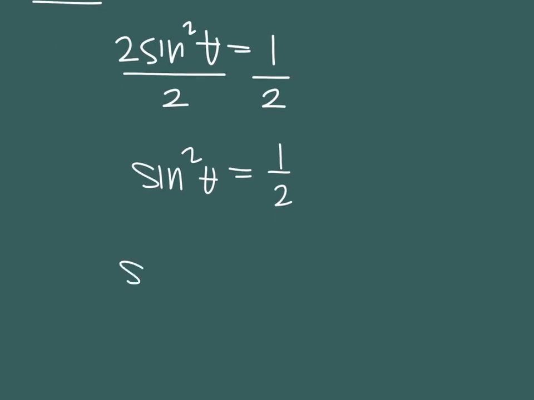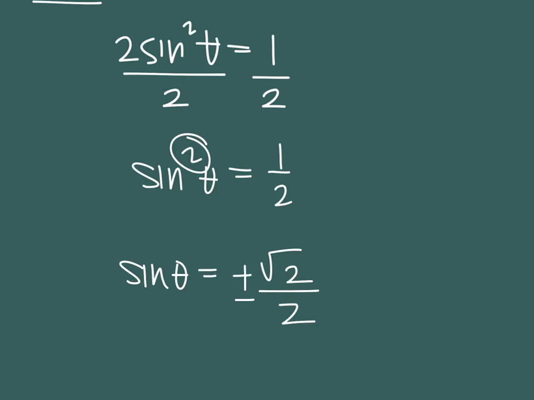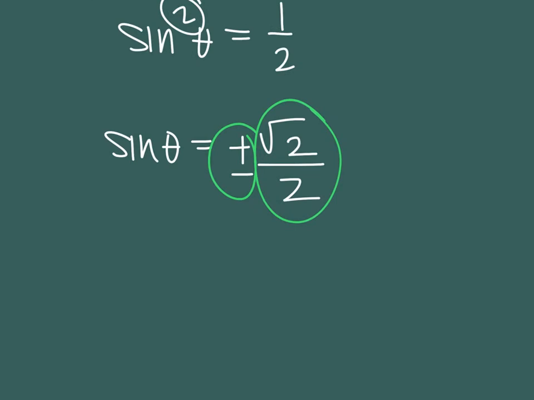Sine theta, you have to be careful with this. It should be plus or minus square root of 2 over 2, and not just positive square root of 2 over 2. You're coming from a square, so there are always two values. But the signs right now are not that important. This is what we need: it's a special value. And the acute angle that will give us square root of 2 over 2 is 45. So our reference angle must be 45.